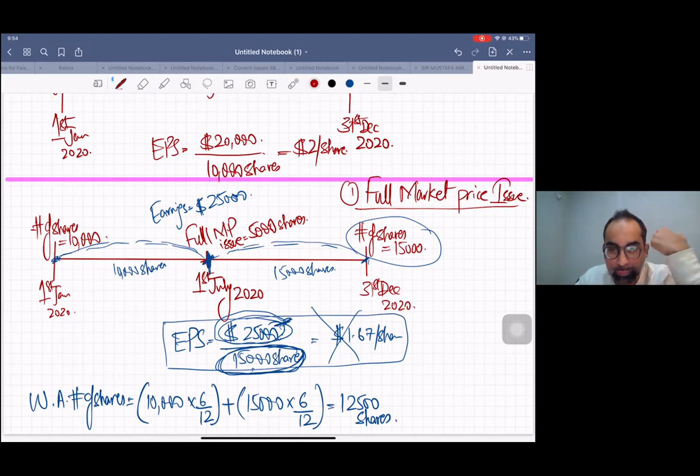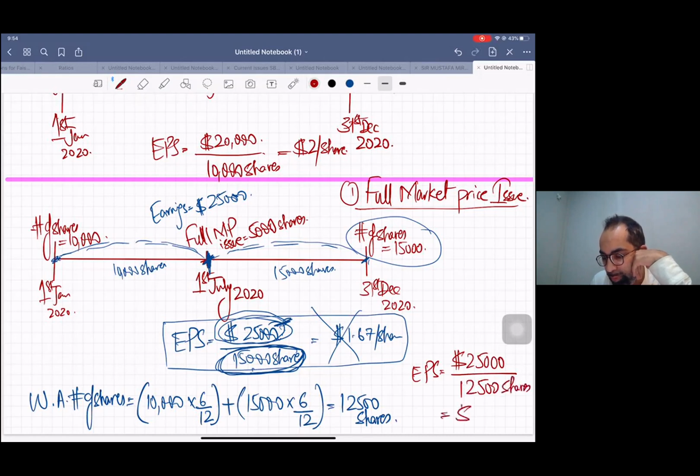Now, let's calculate the EPS again. The formula of EPS is earnings divided by weighted average number of shares. Earnings is 25,000, divided by the weighted average number of shares, 12,500 shares. So your EPS is $2 per share. This is the correct treatment. So have a look.